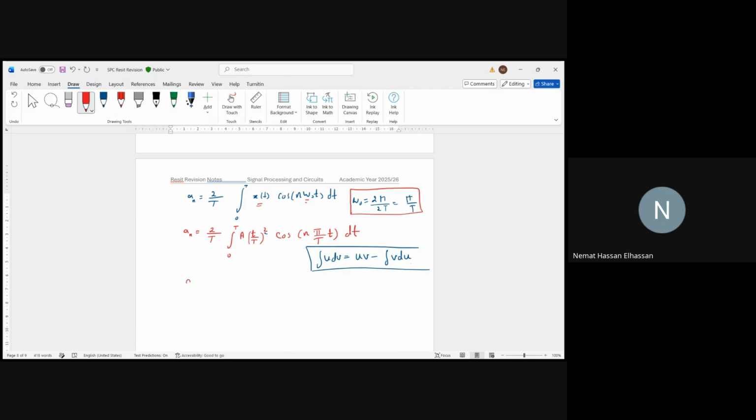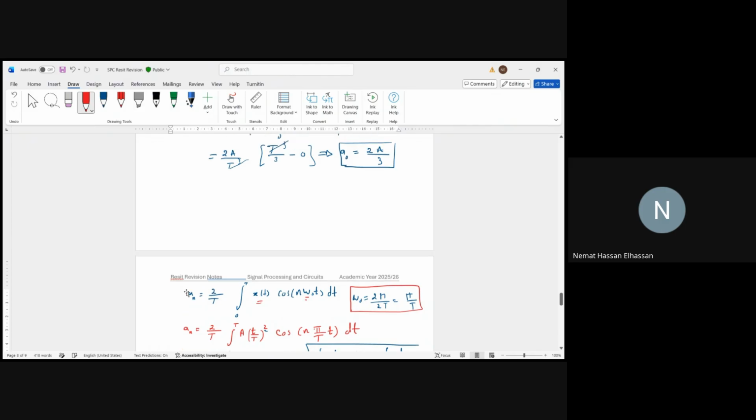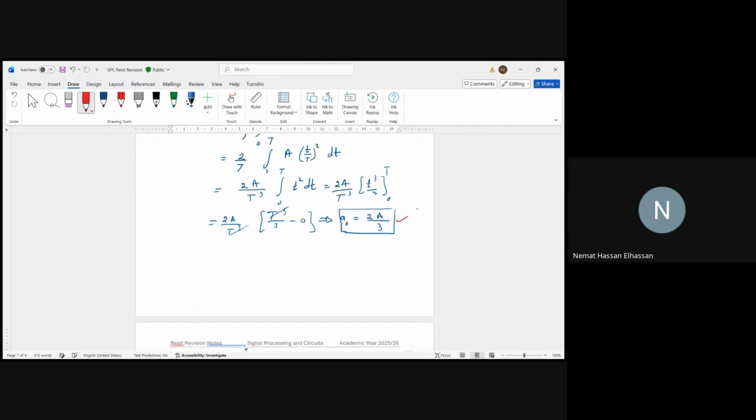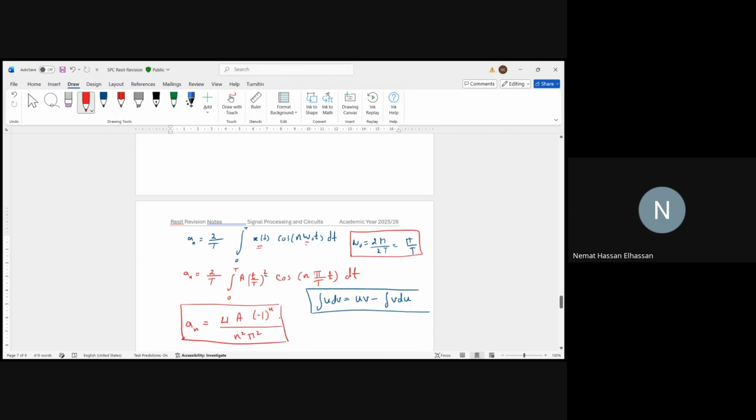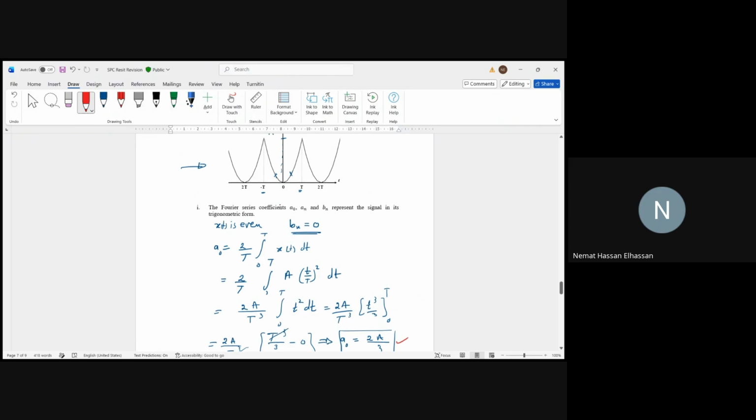So a of n, once you do the steps of the integration by parts, will be equal to 4a times minus 1 power n over n squared pi squared. Now in the exam I expect you to do the steps. So here we have a0, a of n, and b of n. Now to put it in trigonometric form, we'll have to go back again to the formula to evaluate it.